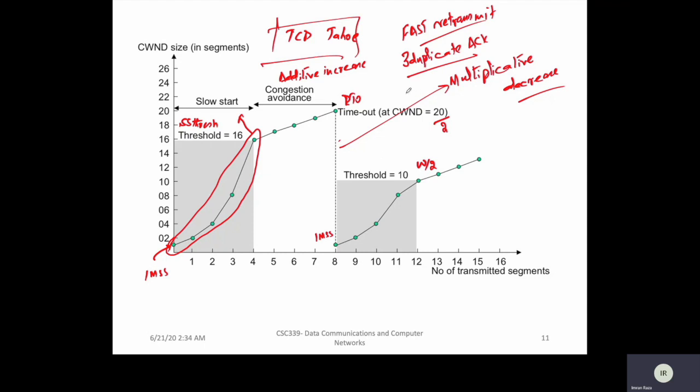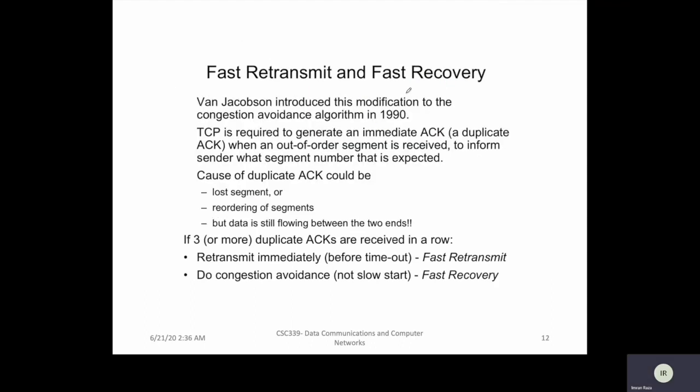And the solution to this problem was introduced by Van Jacobson by adding fast recovery with fast retransmit. So Van Jacobson proposed in 1990 that a fast retransmit should have a fast recovery mechanism also. That is, TCP is required to generate an immediate acknowledgement, obviously, on receiving triple duplicate acknowledgements when an out of order segment is received, to inform the sender what segment number is expected.